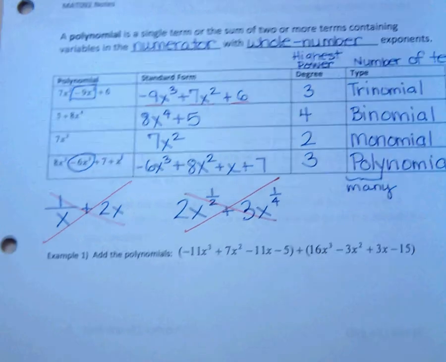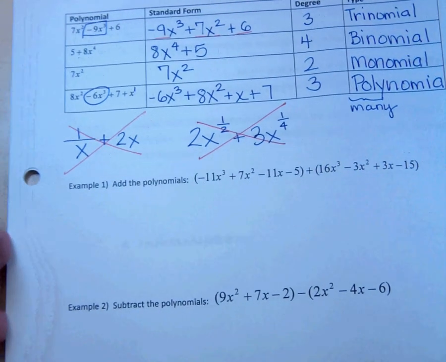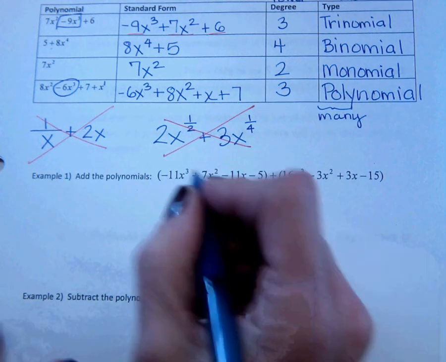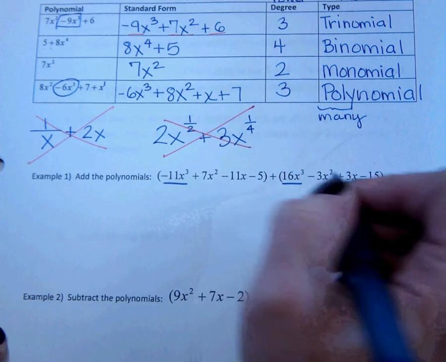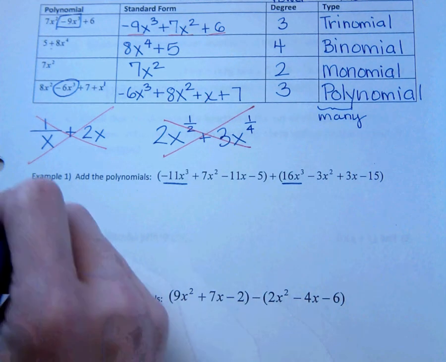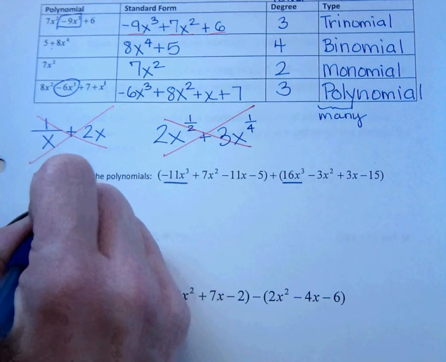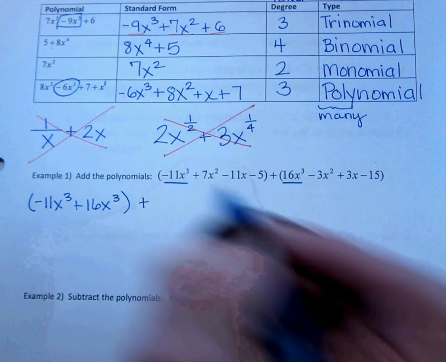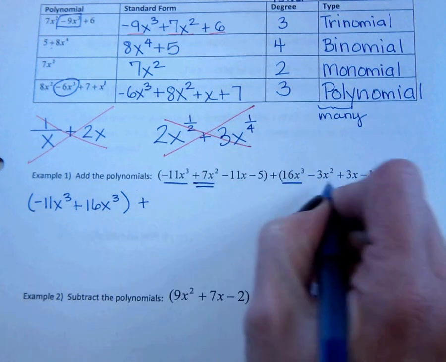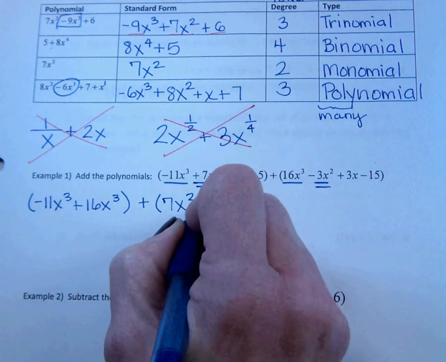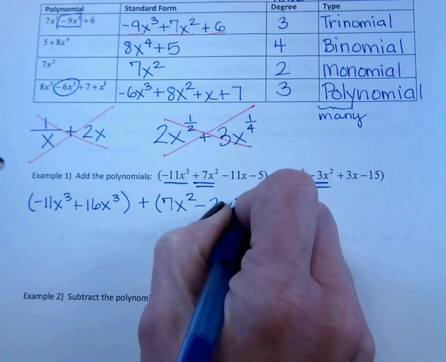All right, let's look at example 1. In example 1, we're adding the polynomials together. So really all we have to do here is combine like terms. Remember, like terms have the same variable and the same exponent. So for instance, everything with x to the power of 3, I can combine: the negative 11x cubed plus 16x cubed. Everything with a power of 2, I can combine: the 7x squared and then minus the 3x squared.